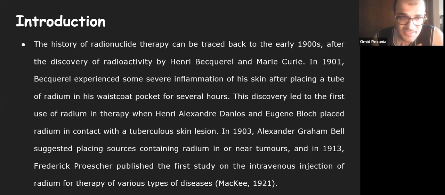And in 1913, Frederick Proscher published the first study on the intravenous injection. Guys, what does intravenous injection mean? Intravenous refers to the veins, where the blood flows inside your body. Intravenous injection means that they inject the radioactive material inside your body. And it seems that it was suggested by Frederick Proscher that you can inject radium for therapy of various types of diseases.